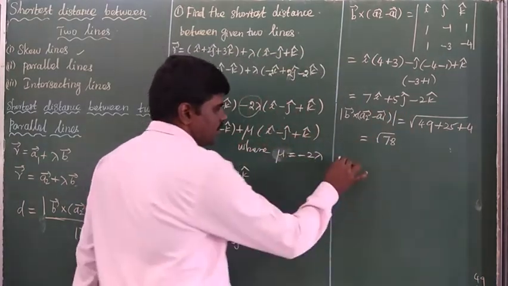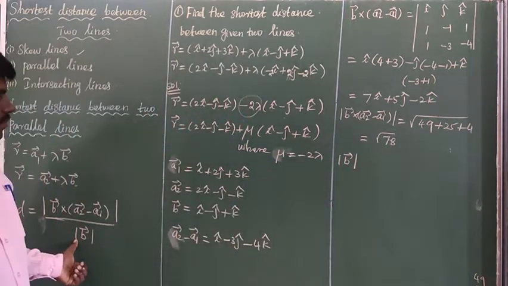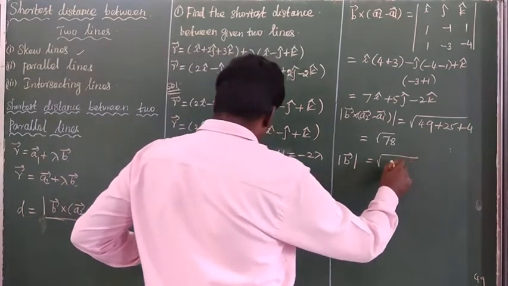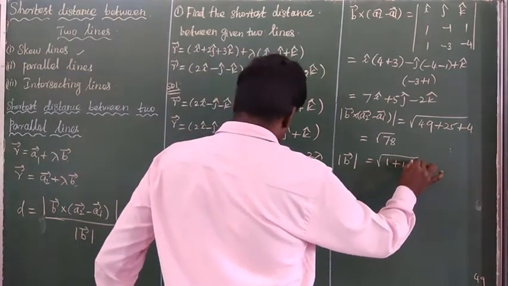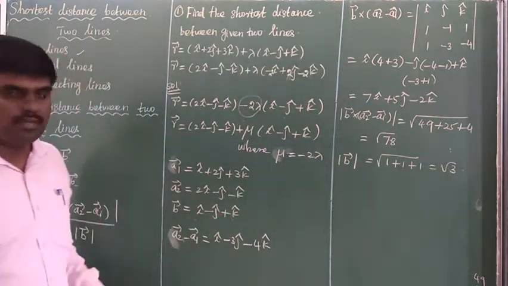Next, the magnitude of b vector. Clear? The magnitude of b vector is equal to, the same way, square root of 1 plus 1 plus 1, that is equal to root 3. All the values are 1, that is root 3.